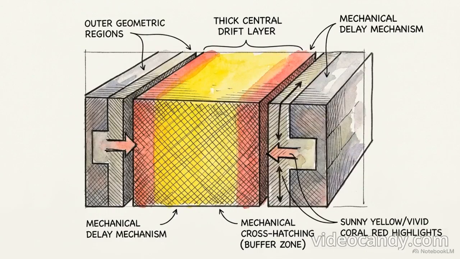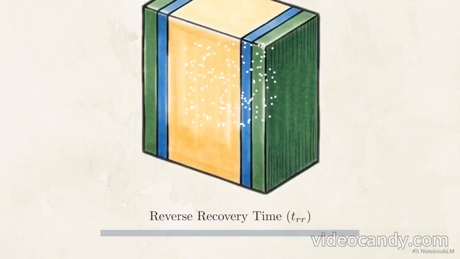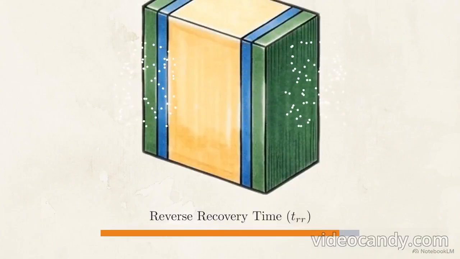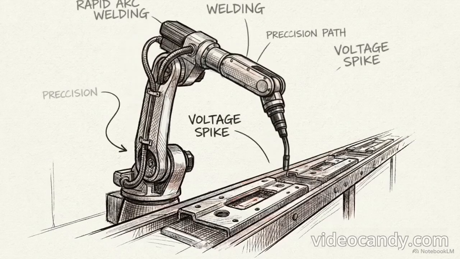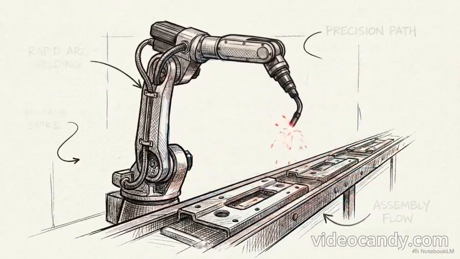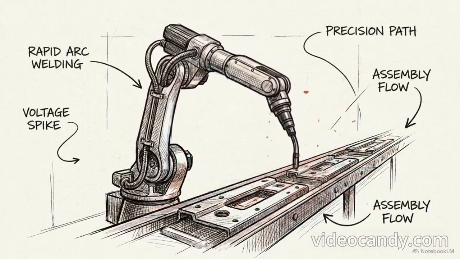This structural protection creates a mechanical delay. The wider physical distance increases the time it takes for the internal charge to clear out, slowing down the diode's recovery and turn-off time. For industrial applications requiring high switching frequencies, even fast recovery diodes are too slow. The industry relies on the Schottky diode instead.